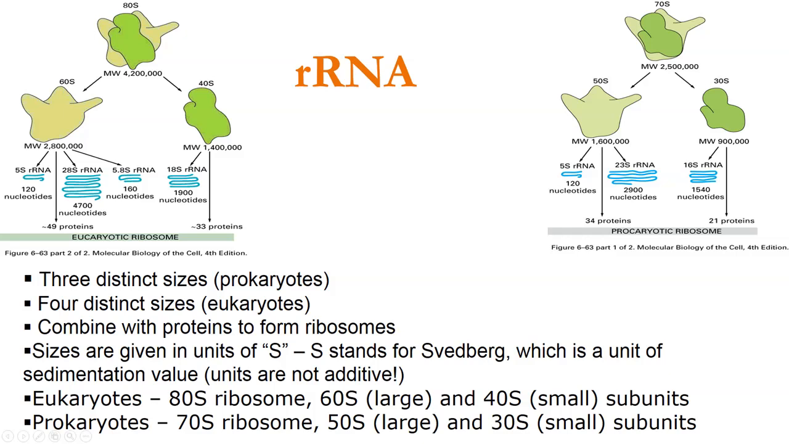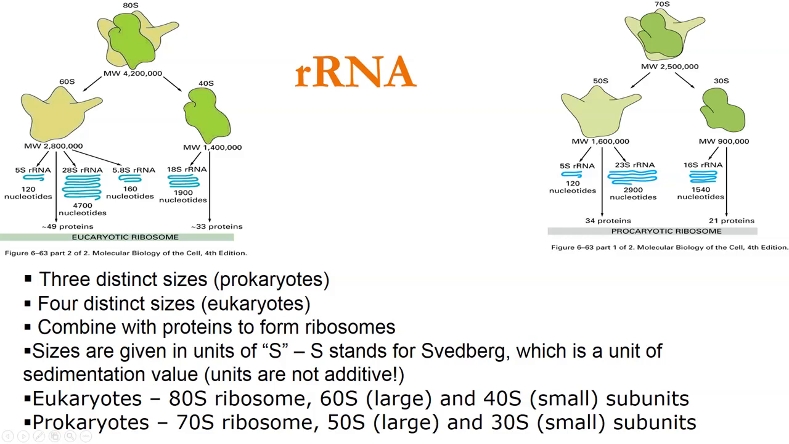They combine with proteins, and actually a lot of proteins, as you can see here, 49, 33, a bunch of proteins. So ribosomes are really very complex machines. They contain both multiple RNA units and a whole bunch of different proteins. Very complex. But they combine with these proteins to form ribosomes. And ribosomes can actually be separated into a small and large subunit. And they're distinct sizes themselves.